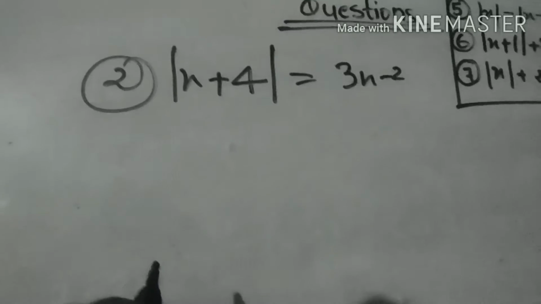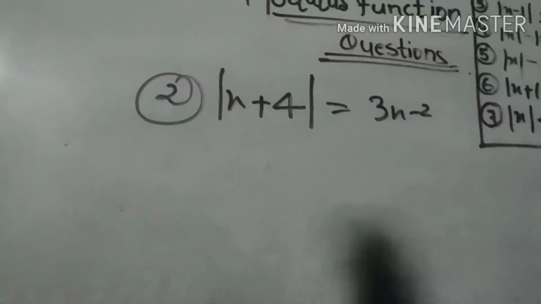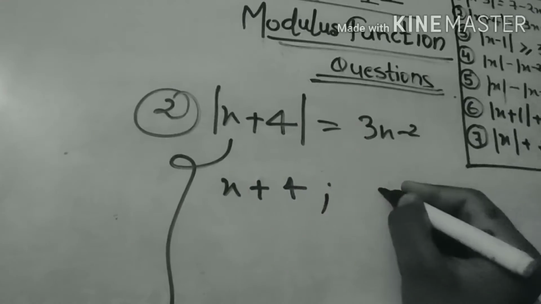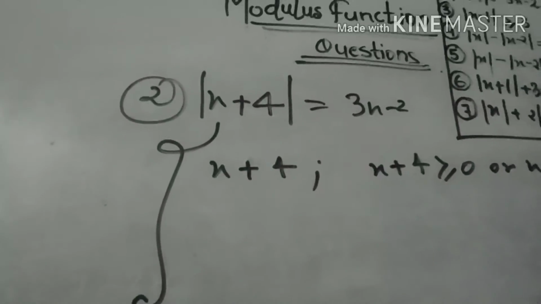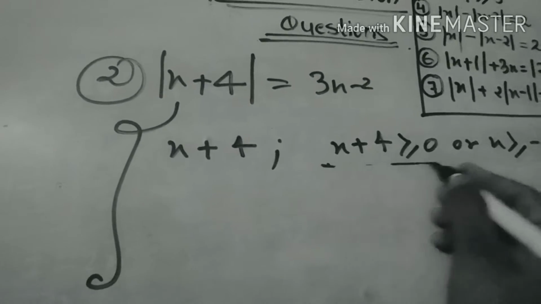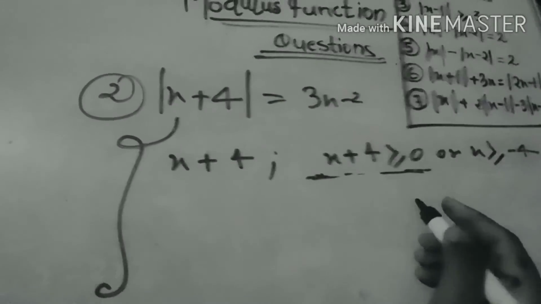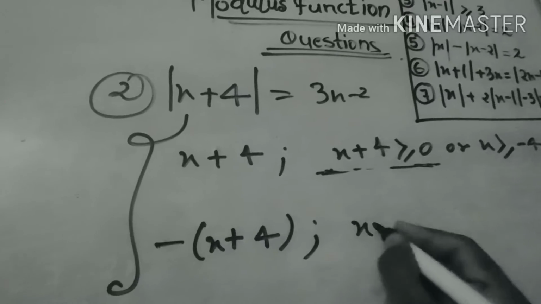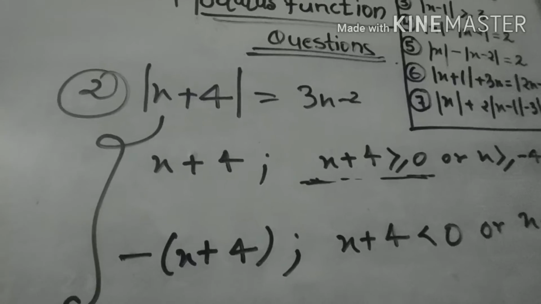Now we'll be solving the second question: modulus of x plus 4 equals 3x minus 2. Again we'll make two cases. It will return the value x plus 4 if x plus 4 is greater than or equal to 0, or we can write x is greater than or equal to minus 4. From the next question we'll skip this, because it will elaborate our steps and make it lengthy. It will return minus of x plus 4 when x plus 4 is less than 0, or we can say x is less than minus 4.